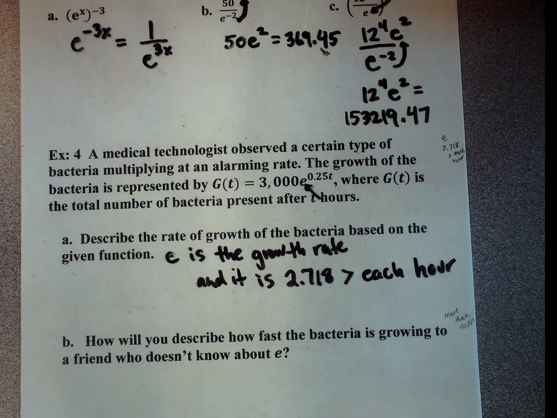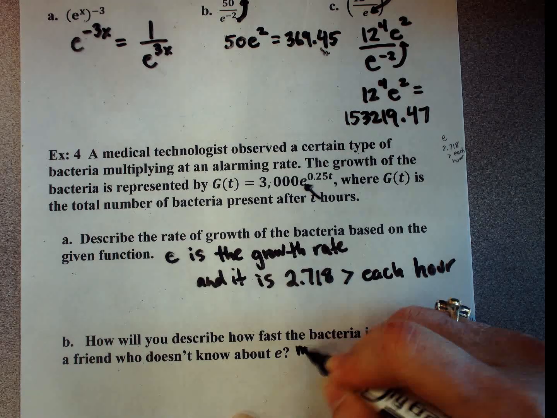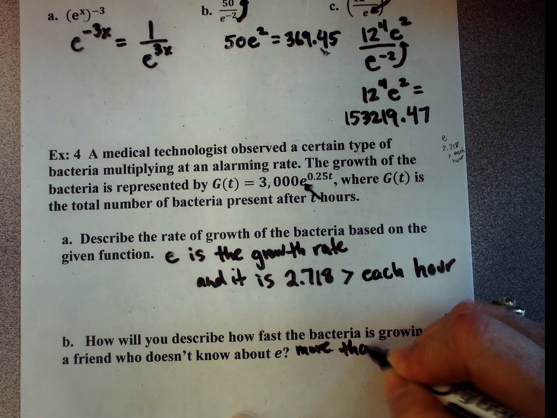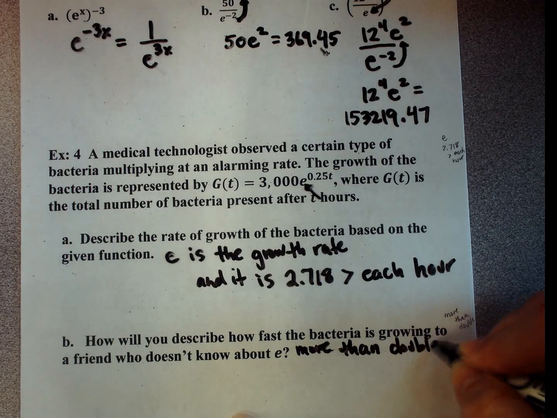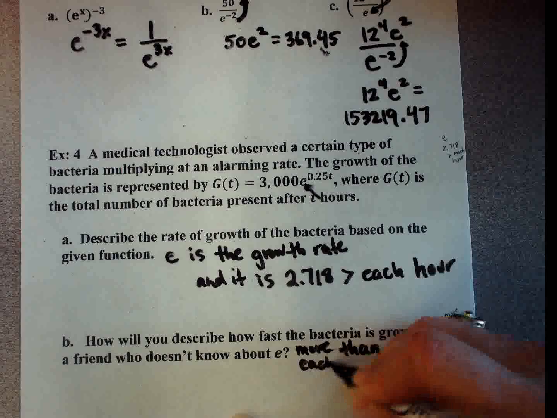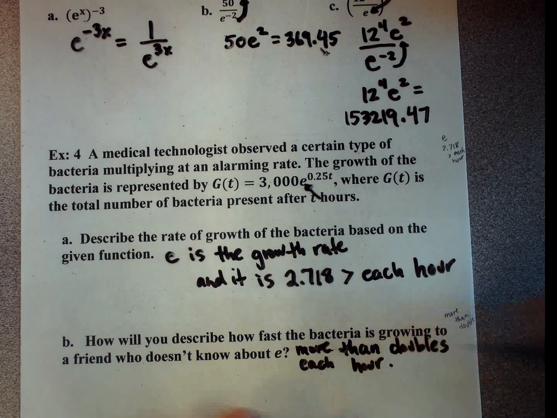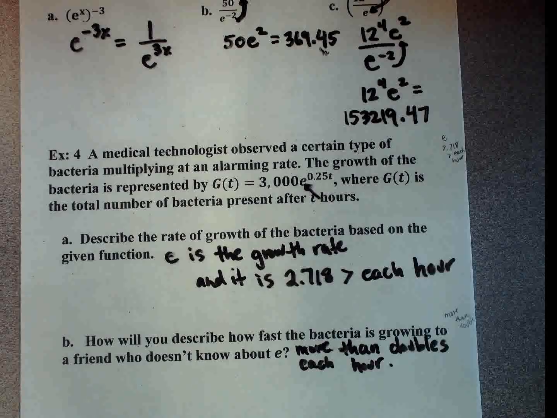How do you describe how fast the bacteria is growing to a friend who doesn't know about E? Well, you could say it's more than 2 times, or more than doubles each hour, because E represents 2.7, so that's more than doubling per hour.